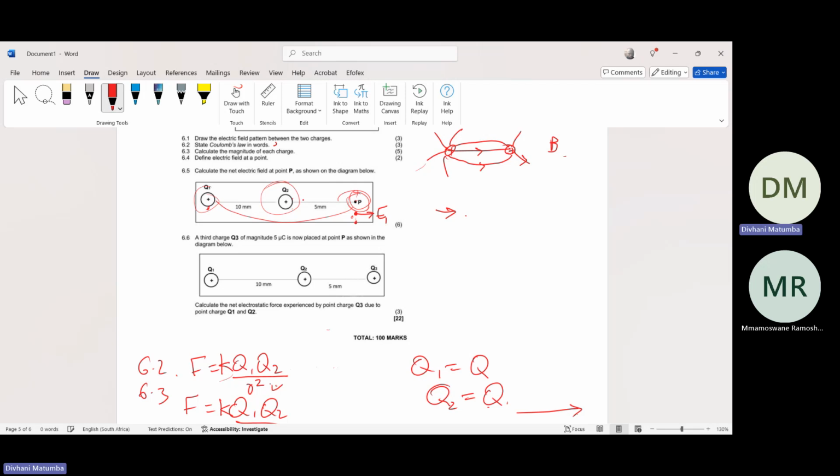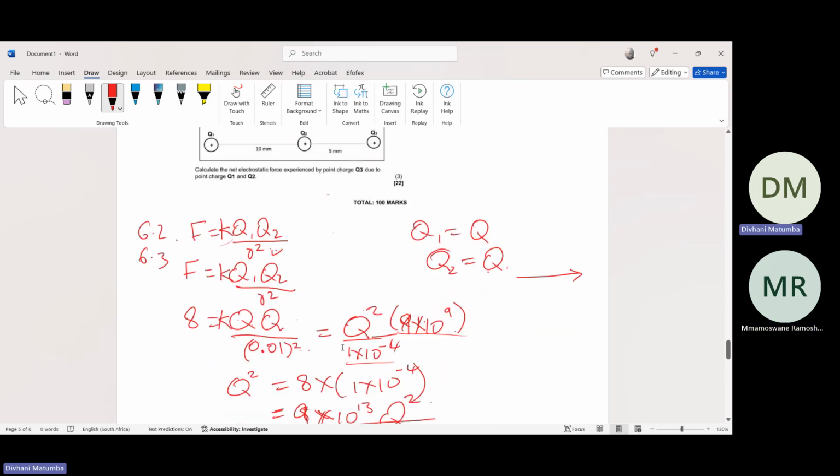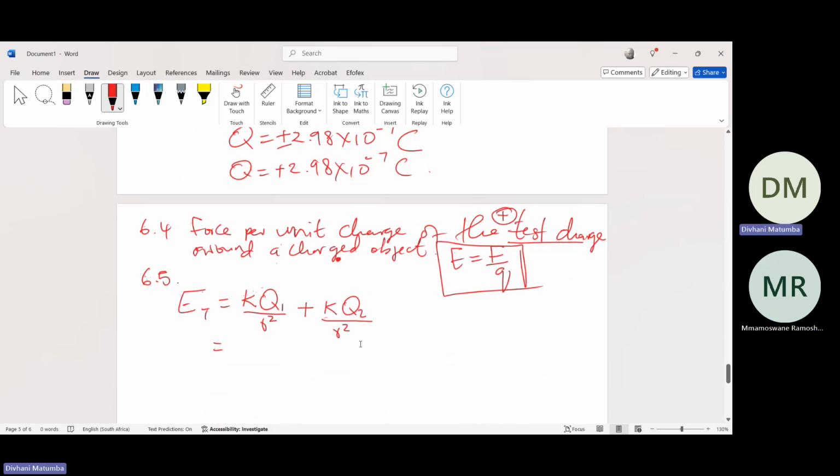Then the interaction between Q2 and P. Where will it be in P this time? It will be in the same direction. Yes. So I agree with you with the formula that you gave me. It's going to be positive, the plus.